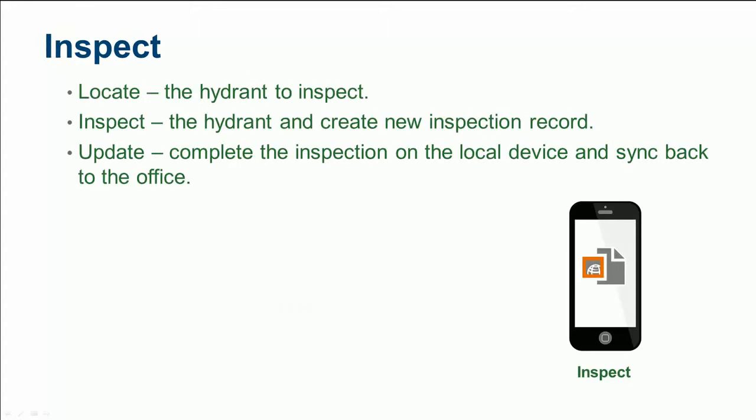The second step of the workflow is inspection. Now, we traditionally focus a majority of our time and effort on this phase. There are essentially three tasks to this process: locate, inspect, and update. First, we need to locate the hydrant to inspect. Then, we need to conduct the inspection. Finally, we need to record and update our findings on the local device and sync them back to the office.